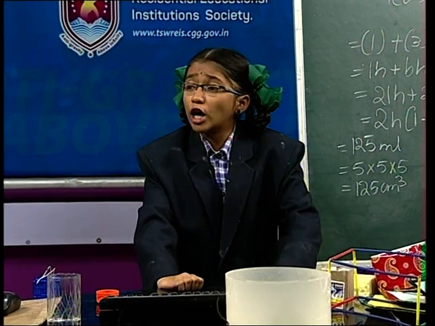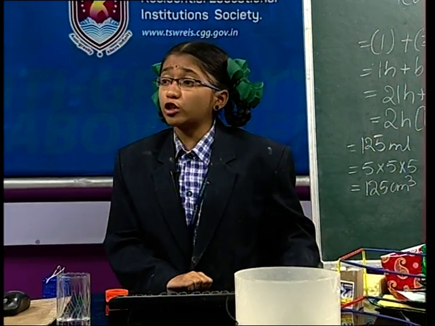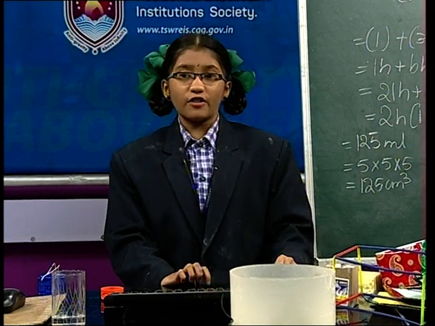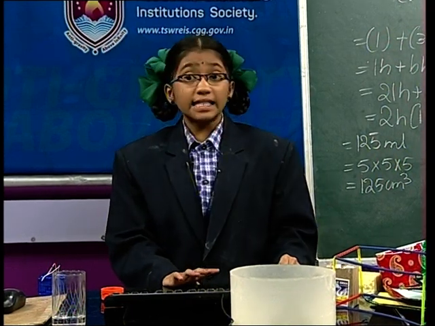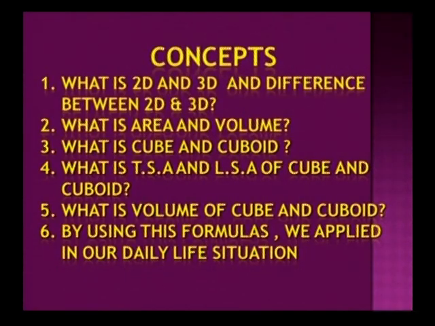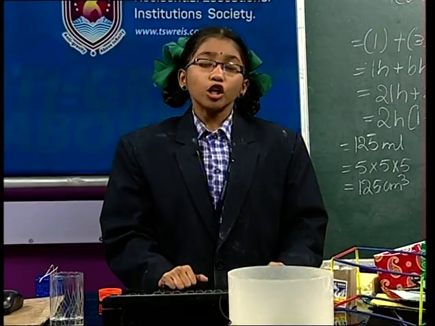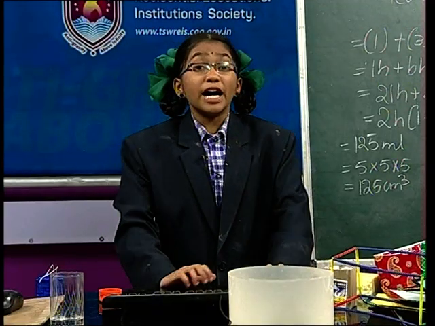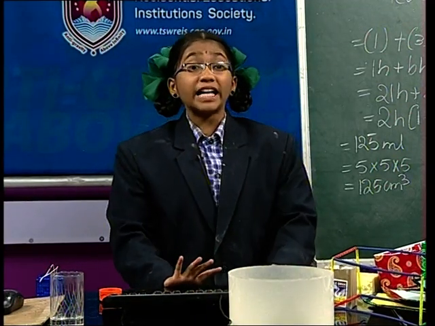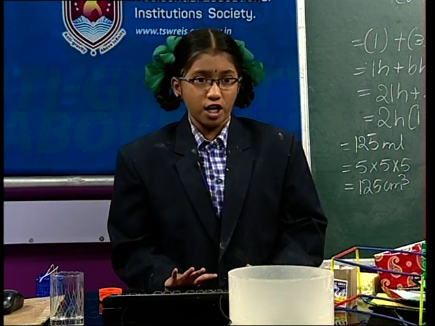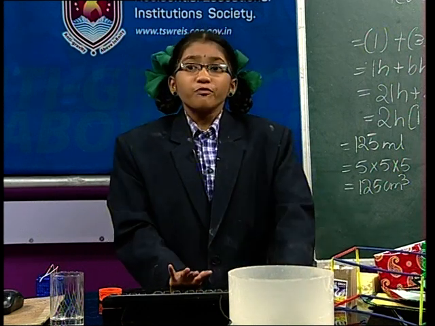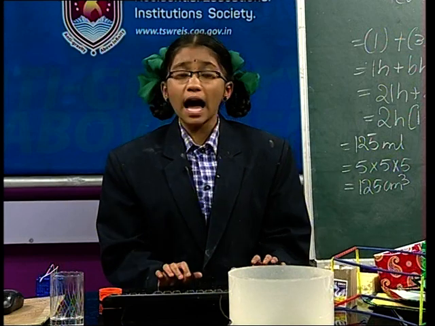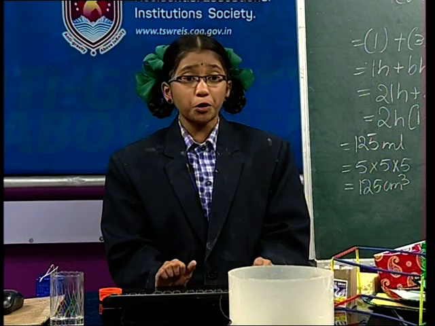So, what is the TSA and LSA of cube and cuboid? TSA is the total surface area and LSA means lateral surface area. In the volume of the cube and cuboid, we already did one activity to find the volume of a cube. So let us apply these formulas in our daily life situations. For example, I already gave you an example of gift packing.